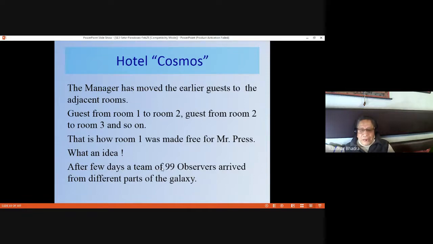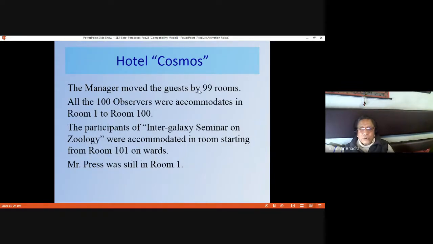A few days later, a team of 99 observers arrived from different parts of the galaxy. Now it was almost full. Now again 99 observers arrived. The manager moved the guests by 99 rooms. So all the observers were accommodated in room numbers 1 to 99 now, because there was our Mr. Press from Earth, and there are 99 more. So there were 100 observers.